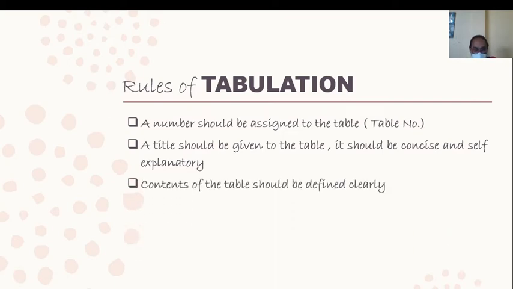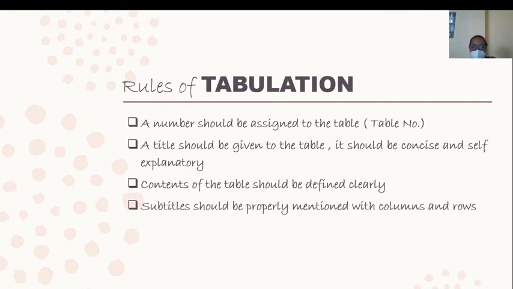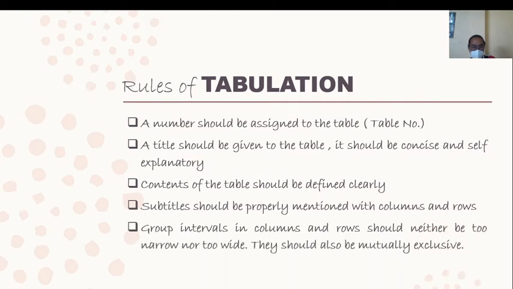And third, the content of the table should be defined clearly. And subtitles should be properly mentioned with columns and rows. Group intervals in columns and rows should neither be too narrow nor too wide. They should also be mutually exclusive. Sa paglagay naman ng columns at rows, dapat yung balance lang. Walang maliit, walang maluwag.